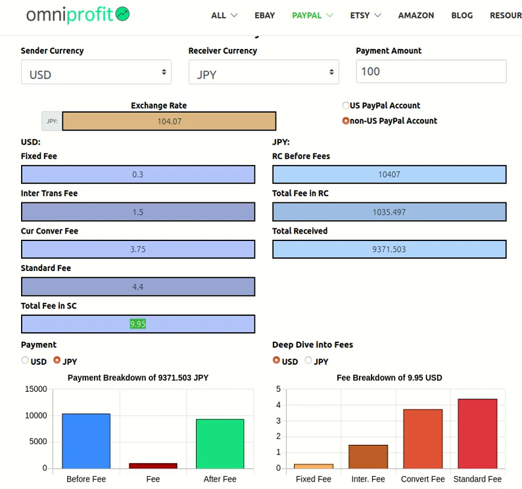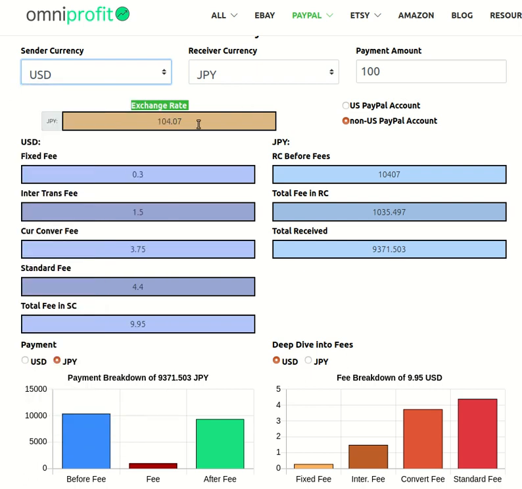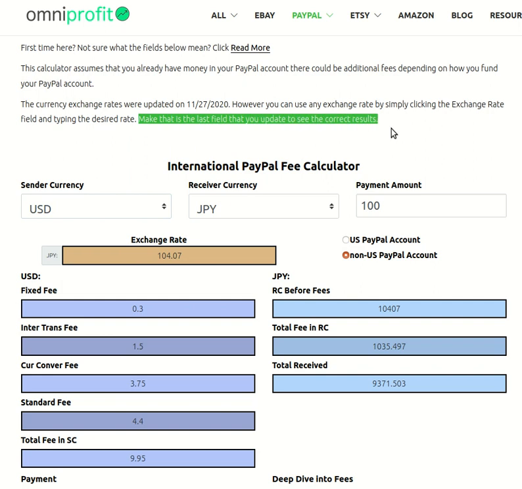Oh, before I go, I thought I forgot. No, I didn't. The exchange rate. All right. So once you've put in these three fields and you've played around with this, you can change the exchange rate to whatever you want. Note though, this has to be the last thing that you input. You can't change the currency and then change the exchange rate. The exchange rate has to be the last thing that you change, and that's put right here.